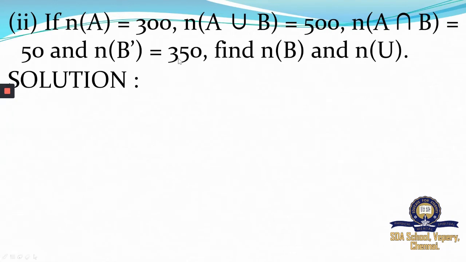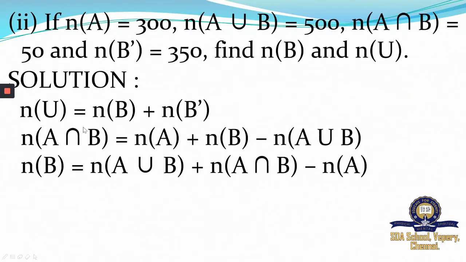Next, we have subdivision 2. If n of A equals 300, n of A union B equals 500, n of A intersection B equals 50, and n of B complement equals 350, we have to find n of B and n of U. So first of all, let us write the formula of n of U.